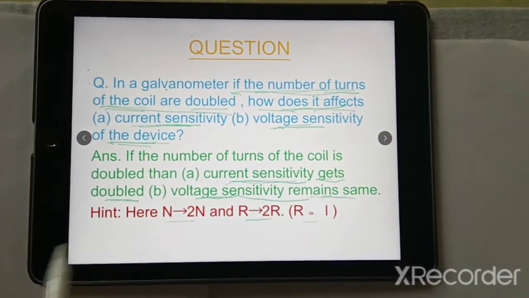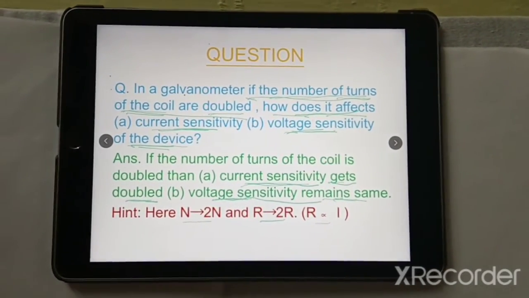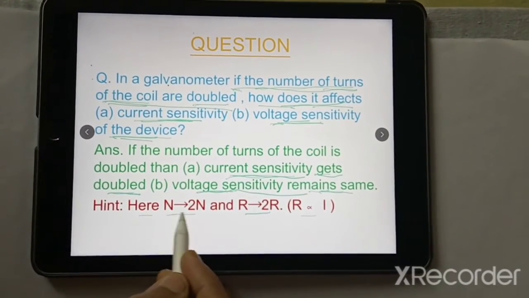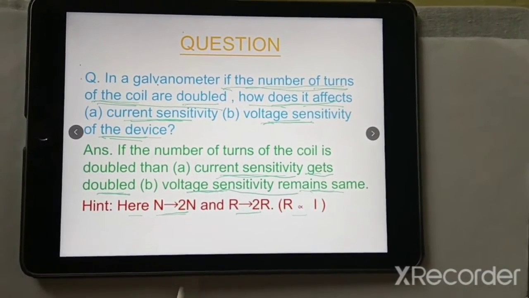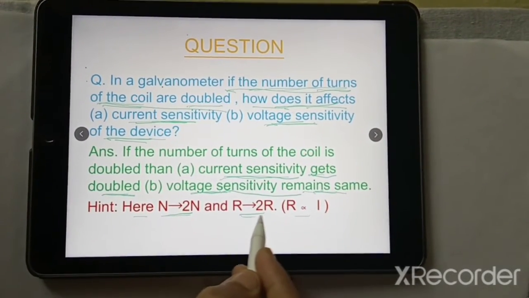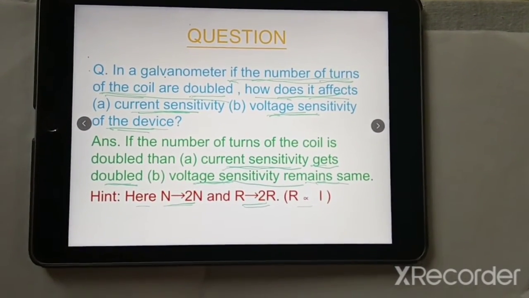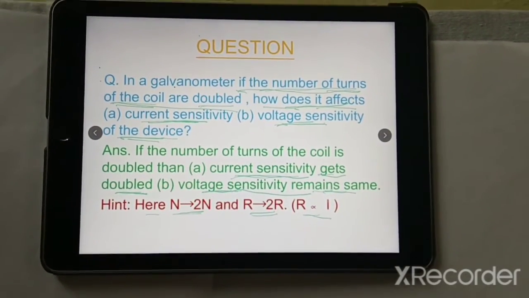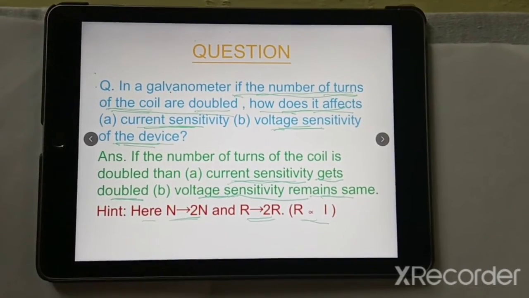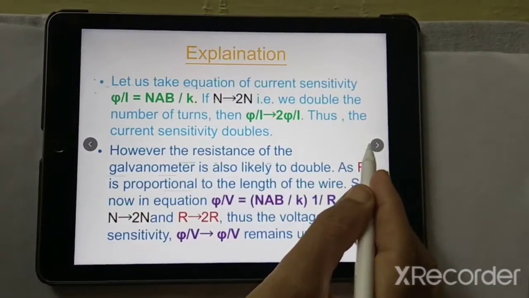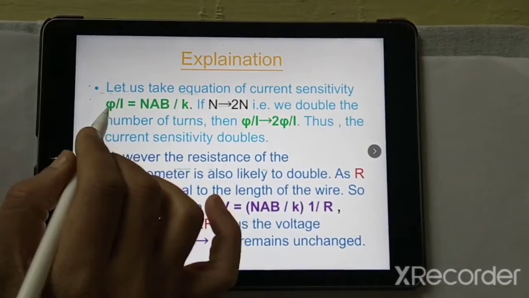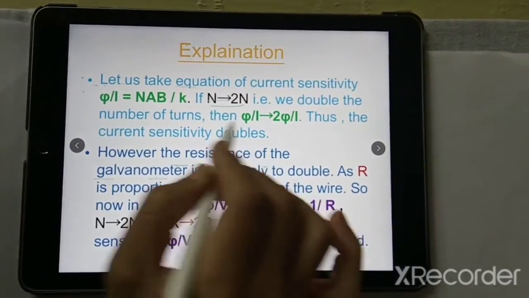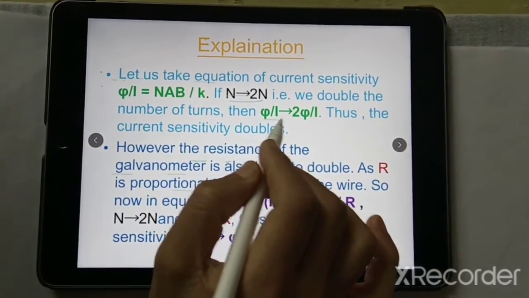So in respect of this question and answer, the hint is that here the N gets doubled and here the R also gets doubled. R is the resistance of the coil, because the resistance is proportional to the length of the conductor. But the complete explanation is like this, that if N gets doubled, then the current sensitivity gets doubled.